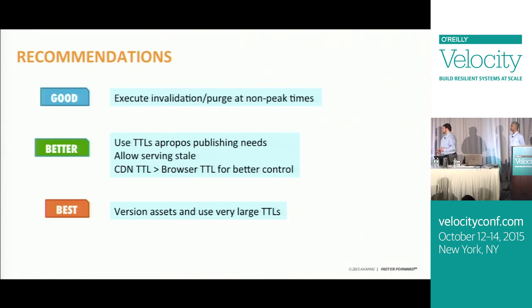And then the CDN TTL should be greater than the browser TTL because you have more control over the CDN than the browser. And the best would be really to version your assets and use very large TTLs because then you don't have to worry about any of this. When you make a change to your content, if you're caching dynamic content, you can purge the dynamic content, and then you basically have all the other objects rewritten to different URLs.